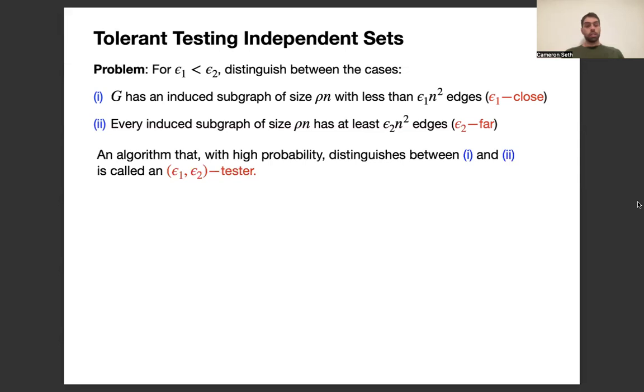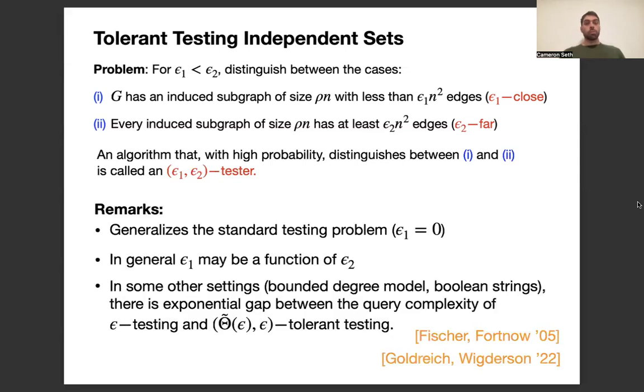So here's the definition again. And just a few remarks. First, it's worth noting that this does in fact generalize the standard testing problem. So if we plug epsilon 1 equals 0 into this, we get the standard testing problem out. But in general, epsilon 1 may be a function of epsilon 2. And we're interested in when is tolerant testing harder than the standard testing problem.